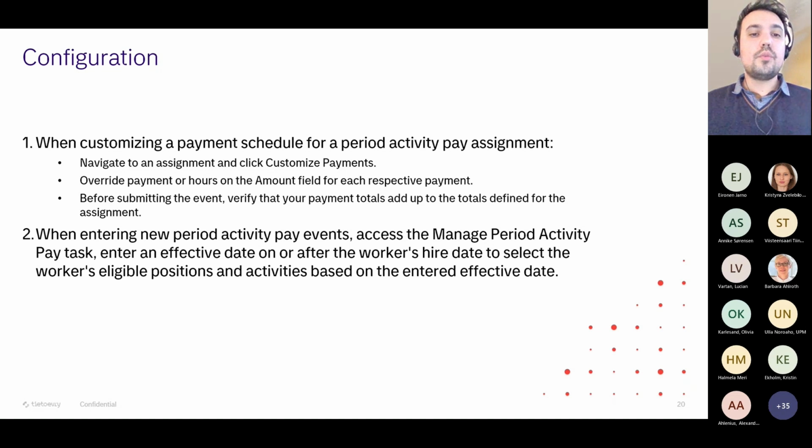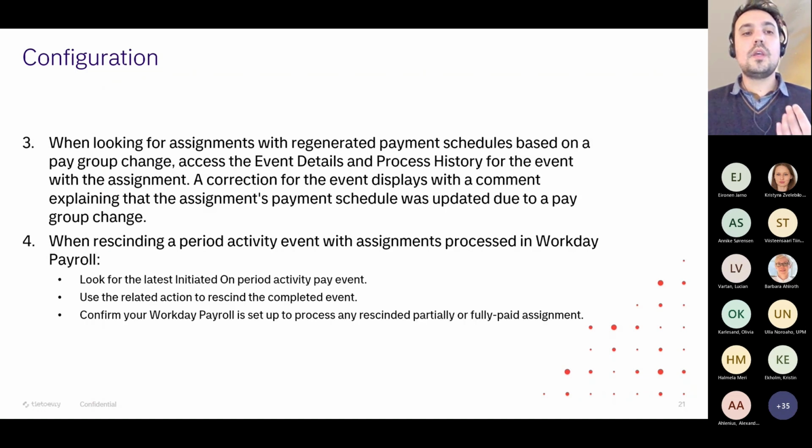When you want to enter a new period activity pay event, you need to access the manage period activity pay task. You need to enter effective dates, which is on or after the worker hire date, of course, and select the eligible position and activity based on the entered effective date. When you have a look at your assignments with regenerated payment schedule, you can make changes by accessing the event details and the process history.